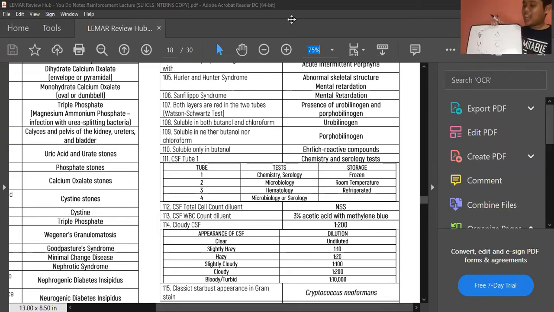Last one. In the butanol layer, the lower layer is color red, and in the chloroform layer, the upper layer is color red. What is this? Porphobilinogen. Very good. Meaning, nothing was extracted into both chloroform and butanol. Alright? So I hope you got it. Okay? Did you get it? Or any questions? So Watson-Schwartz, okay? Any questions?